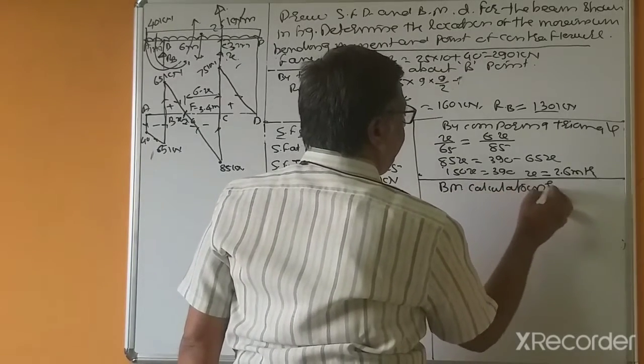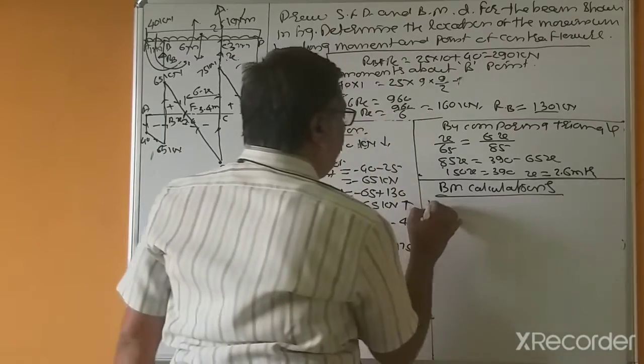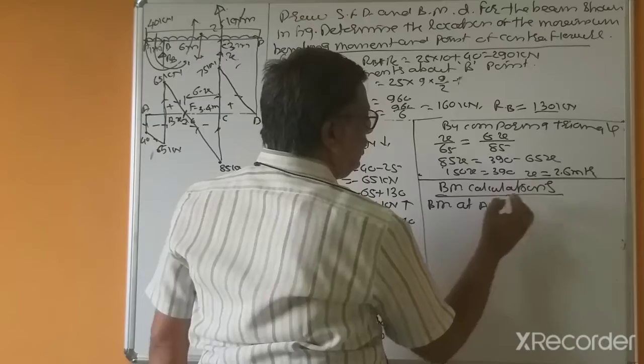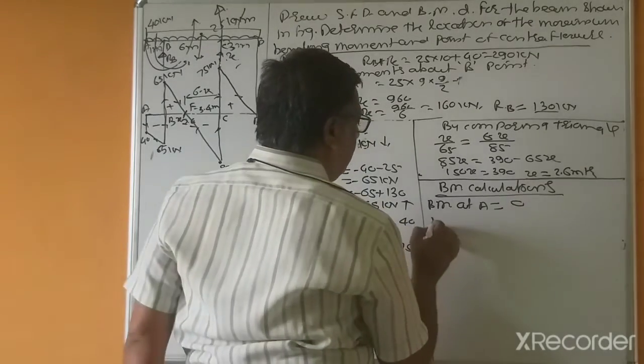Calculations. Bending moment at end points equals 0.